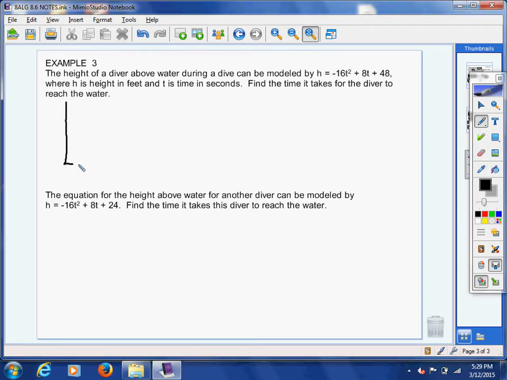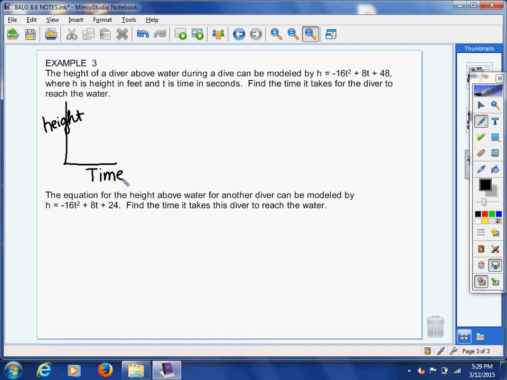So again, it's that very typical height right here on your y-axis and time here on your x-axis if we were going to graph it. We're not going to graph it. We're actually going to use our strategy of factoring. They want us to find the time it takes for the diver to reach the water.